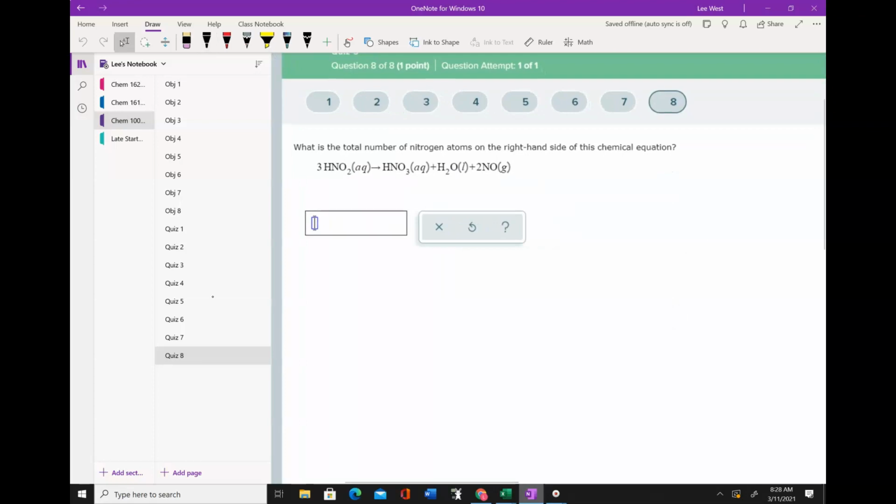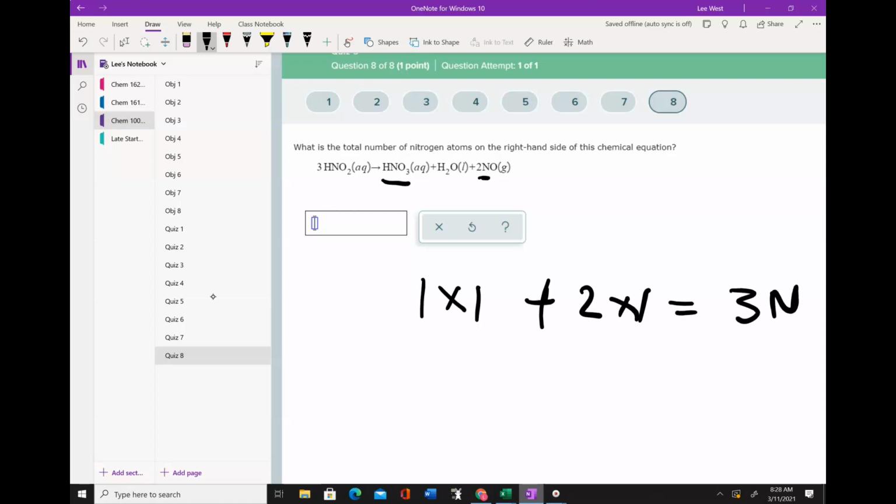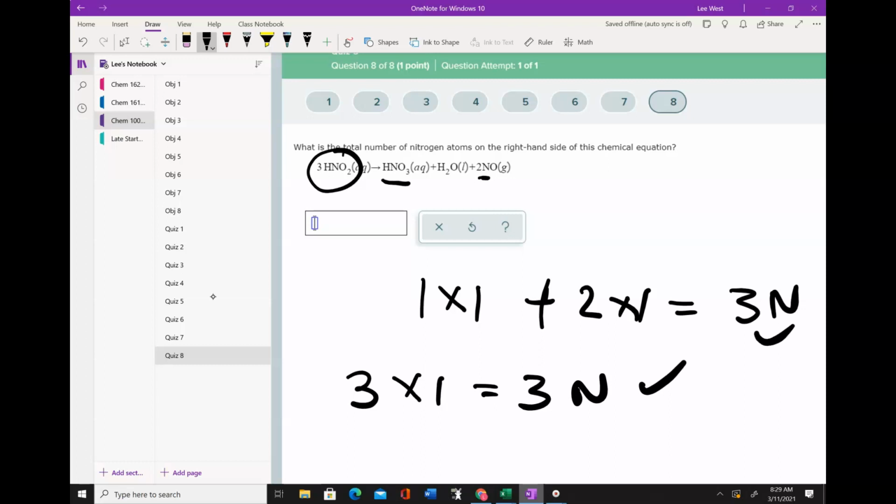Okay, what is the total number of nitrogen atoms on the right-hand side? So we've got two compounds containing nitrogen on the right-hand side. There's the arrow. In the first one, we have 1 unit of the compound, and each unit contains 1 nitrogen atom. And over here, we have 2 units of the compound, and each unit contains 1 nitrogen atom. So 1 plus 2 gives me 3 nitrogens. Now, it should be the same on the left-hand side if this is balanced. So I've got 3 units of the compound, and each unit contains 1 nitrogen. So I've got 3 nitrogens on the left as well. That makes me feel really happy.